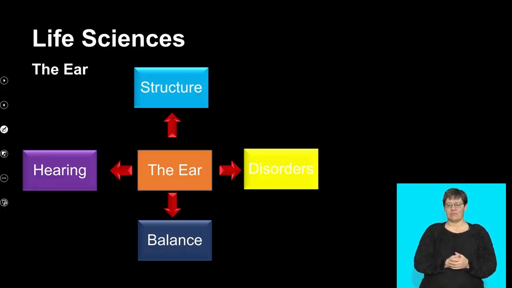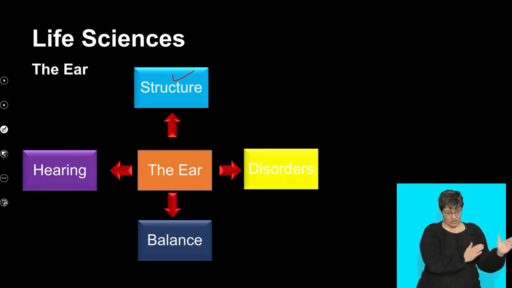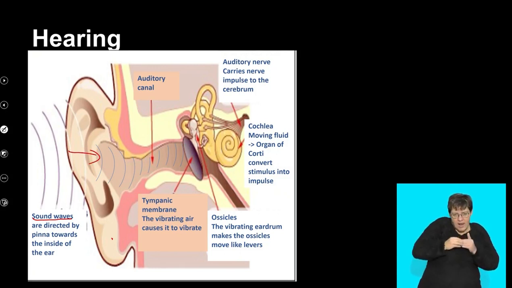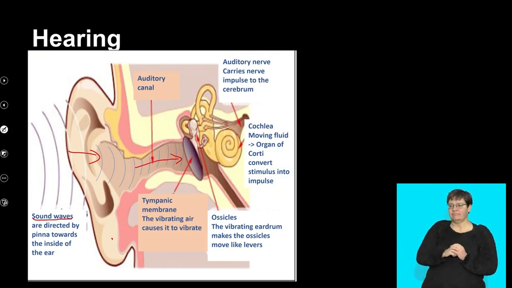So we've done the structure of the ear and now we will be looking at the hearing part of the ear. If we look at this diagram, it starts off with the sound waves. Remember I talked about sound waves? Your pinna will now be trapping these sound waves and directing them into the auditory canal. The auditory canal also directs them toward the tympanic membrane, and the tympanic membrane then starts to vibrate.